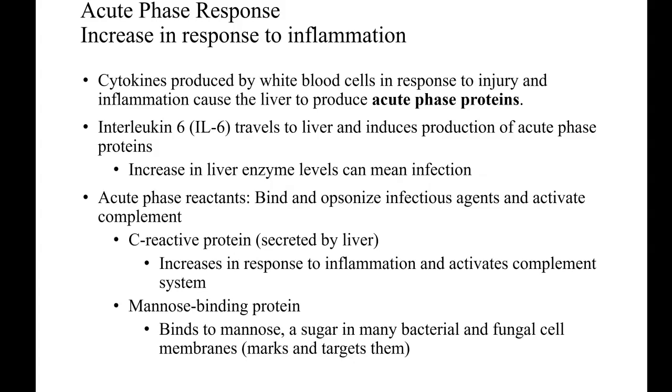There's another protein, mannose binding protein. This binds to mannose, which is a sugar in many bacterial and fungal cell membranes. We don't have this sugar. And so what this protein does is that it sticks to it, binds to it, flags it, marks it, and tags it so that these phagocytes can actually find it. So these are two specific acute phase reactants, C-reactive protein and mannose binding protein.